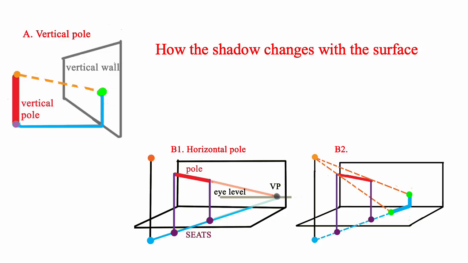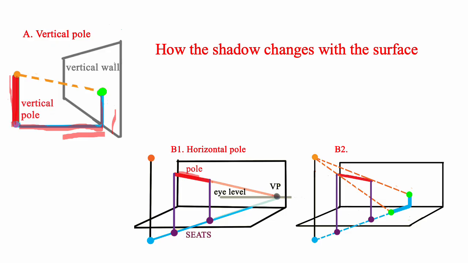The simplest surface change is going from a horizontal to a vertical surface. So here's a vertical pole and a horizontal shadow direction, and when it reaches the wall, it goes vertically up because the wall is vertical and because the pole is vertical.